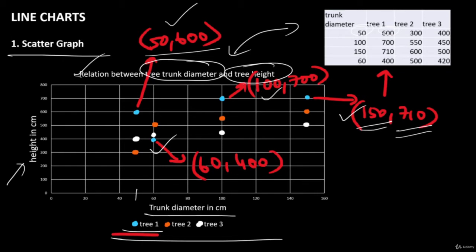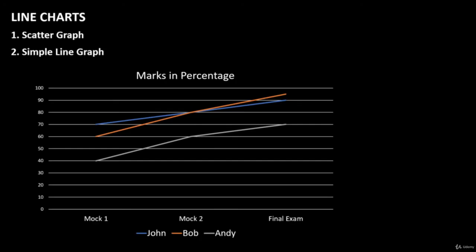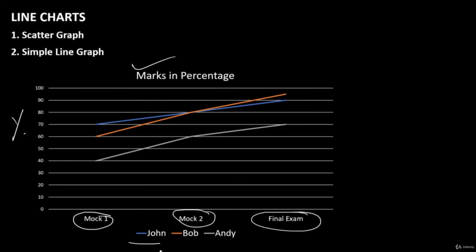All right, let's move on to the next type of line chart, which is a simple line graph. All right, let's take an example. So over here I have a simple line graph. Now again, I have a heading. This says that this is marks in percentage. All right, now on the y-axis you have the percentage, and on the x-axis you have three exams. This is mock exam 1, this is mock exam 2, and then you have the final exam. And then there is a legend that says blue is John, orange is Bob, and gray is Andy.